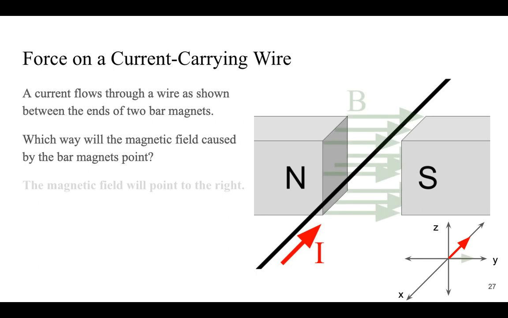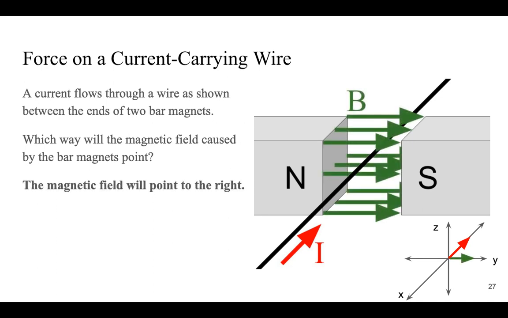We would say it points this way. It points to the right. It goes from the north to the south. And then again, remember, it actually loops around. All magnetic field lines actually form closed loops, but in the area we're interested in, we're going to say the magnetic field just goes left to right like this, and we don't care what happens outside of that area.